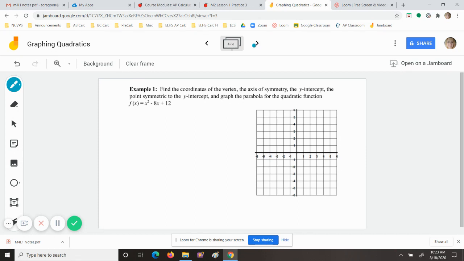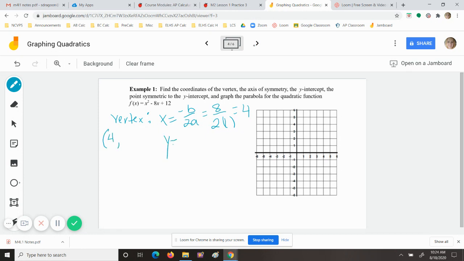We can find our vertex by using that formula we just learned. We can find the x-coordinate of the vertex by using negative b over 2a. So let's take a look at that quadratic. B is negative 8, so negative 8 becomes positive 8 over 2 times a. A would be 1. So 8 over 2 gives us 4. So we've got the x-coordinate of our vertex.